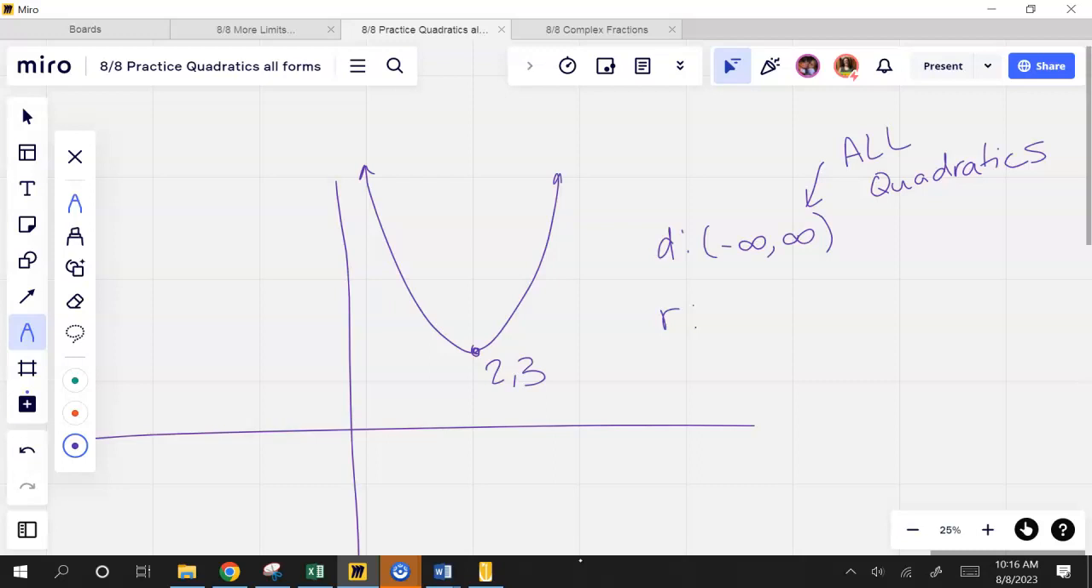What's the range? What's the smallest y could be? Somebody said it. 3. Is it a bracket or a parenthesis? Bracket 3, up to infinity. It's a parenthesis for infinity. Just to tell you, that was the vertex.